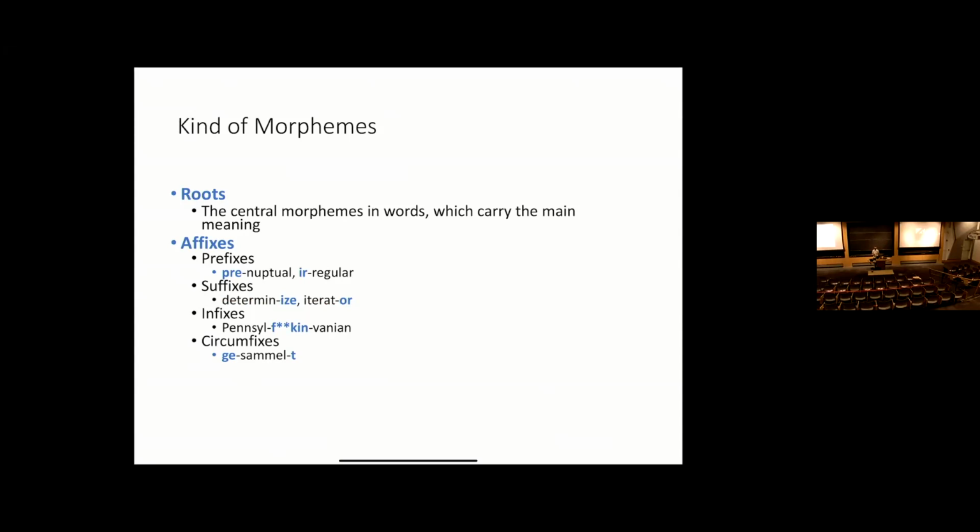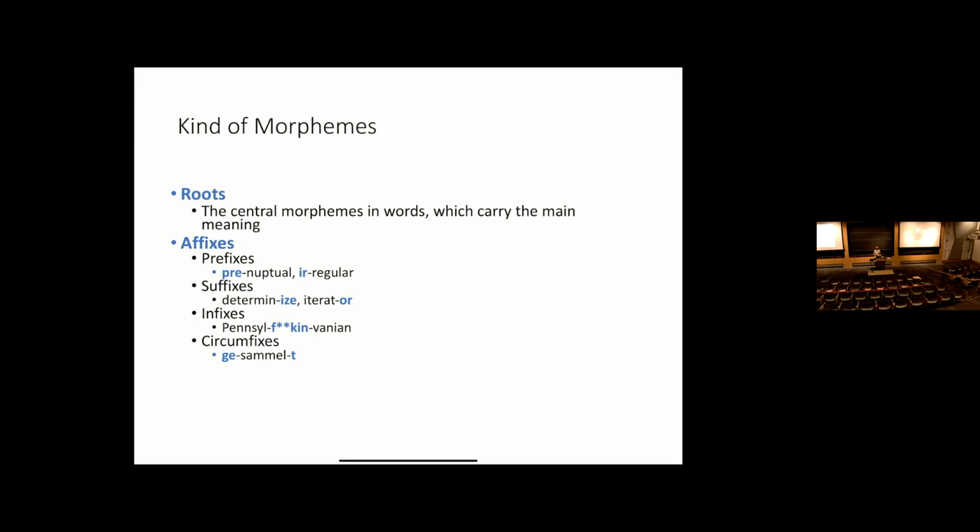And affixes come in 4 types. There are prefixes, like in prenuptial or irregular. There are suffixes, like izing and or in determinize and iterator. There are infixes. This is not something that you have a lot in English, but it occurs a lot in some languages. But in English, there are some marginal infixes.